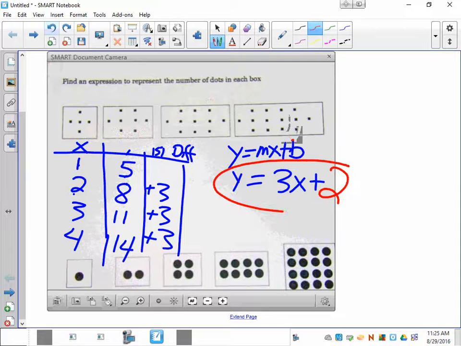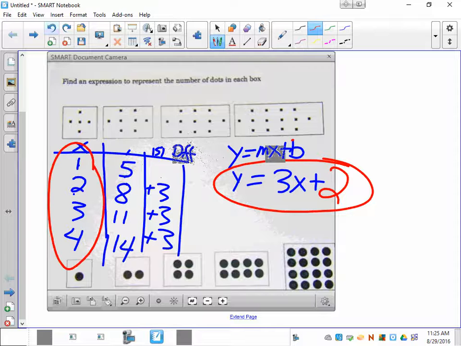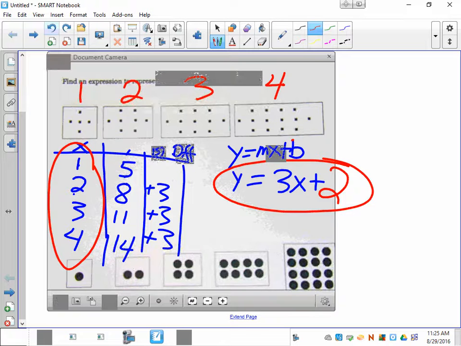3x plus 2. What does x mean in this case? No, x is not dots. What does the left column represent? What do these numbers mean? Which box we're talking about? So this is box 1, 2, 3, and 4. Those are the inputs. Those are the domain. Okay? 3x plus 2. Do you see 3x plus 2 in the boxes?